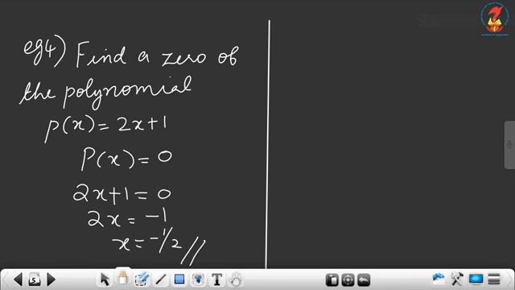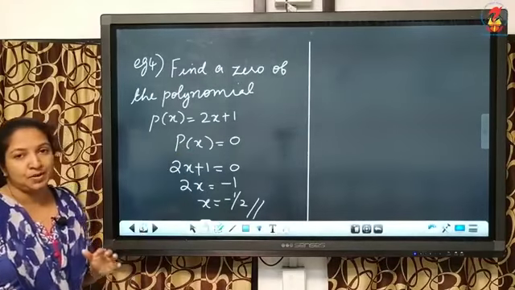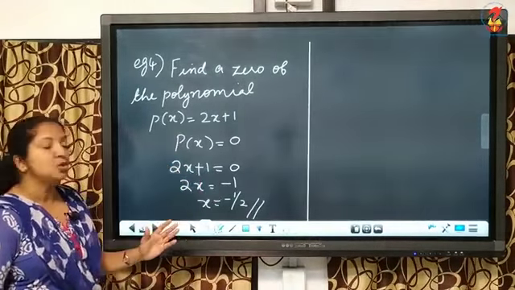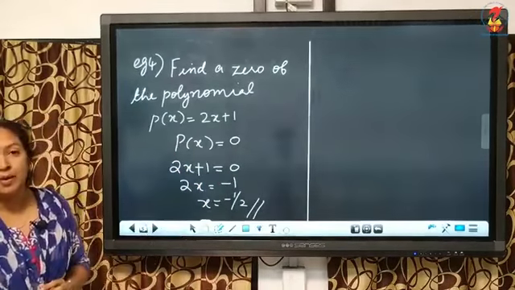This is the answer. Find a 0 of the polynomial p of x is equal to 2x plus 1. Equate p of x to 0. So, 2x plus 1 equal to 0. So, 2x is equal to minus 1. So, x is equal to minus 1 by 2.